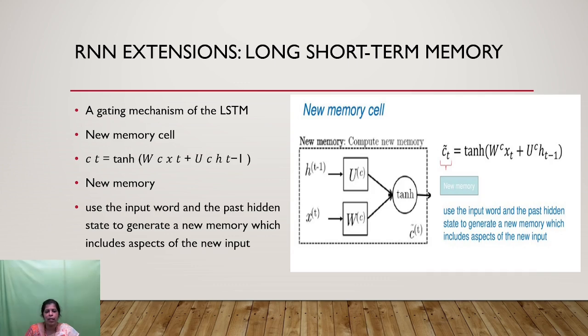So the new memory, as we all know, we will apply the tanh to the input word which you are using. It makes use of the past hidden state and generates a new memory based on the past state. That is, W_c x_t is your present state, and U_c h_(t-1) is from the hidden layer, that is, the past state is taken from the hidden layer. So now this will become the new input.